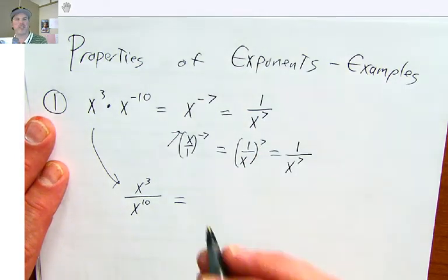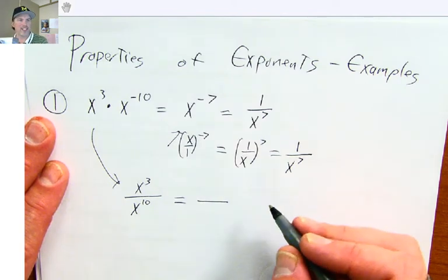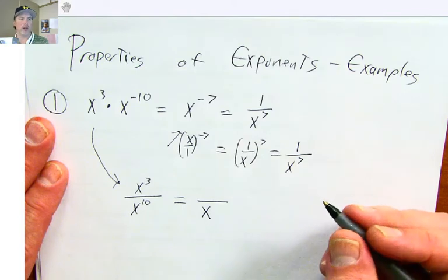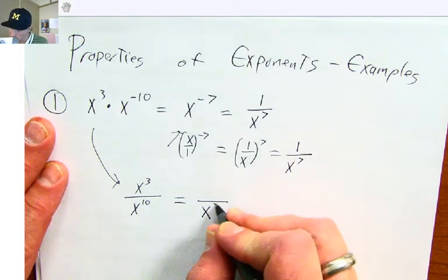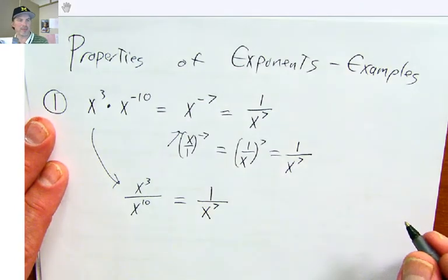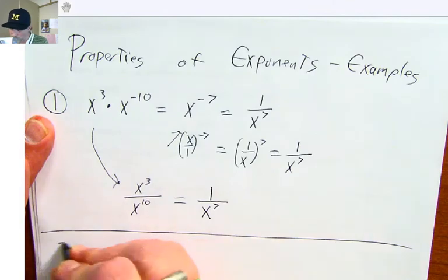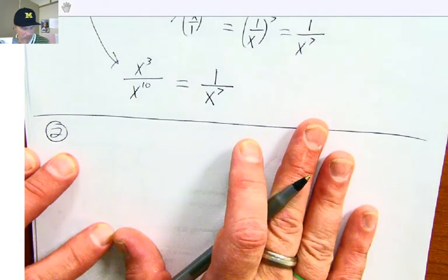Or this is what I normally do when I do these problems. Are there more x's in the numerator or the denominator? The denominator. How many more are in the denominator? 7. So 1 over x to the 7. So there are a lot of different ways of doing these problems. I will give some technique as we move through these.